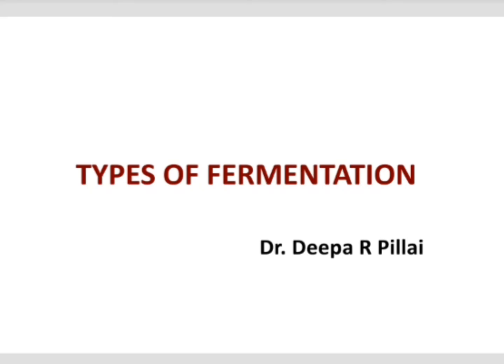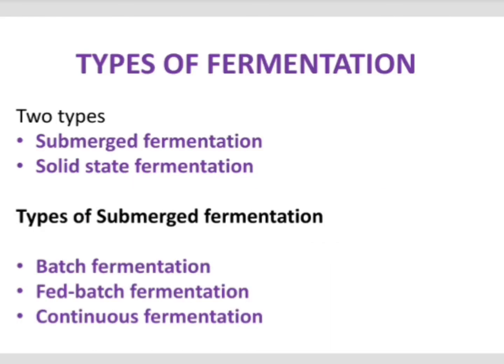Good morning, dear students. Today we will study about types of fermentation. Fermentation is mainly of two types, submerged fermentation and solid state fermentation. Submerged fermentation is again classified into batch fermentation, fed batch fermentation and continuous fermentation. Yesterday we dealt with batch fermentation and fed batch fermentation. Actually, fed batch fermentation is an extension of batch fermentation itself, and today we will study continuous fermentation.